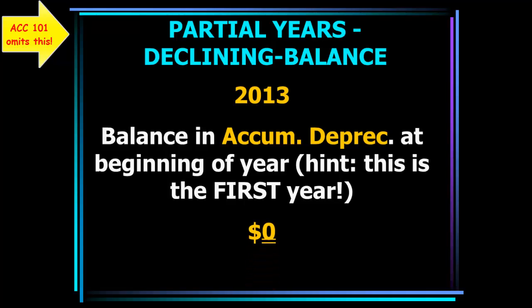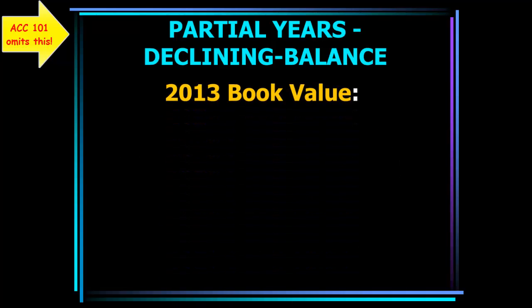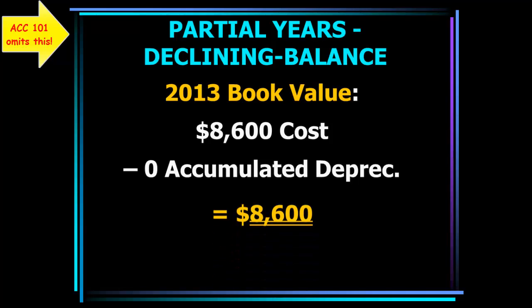0. Now here's what I don't want you to do, folks. Sometimes I get people who go to my straight line and they pull a number from straight line and they drop it in here. Y'all don't do that. We can't mix methods. They don't play well together. They're completely separate. Well, the next thing I need to know is my book value. Book value is the cost minus the accumulated depreciation. 8,600 minus 0 is 8,600.